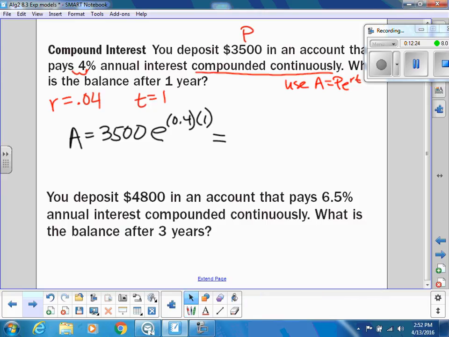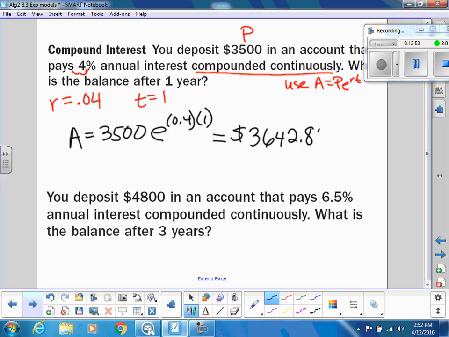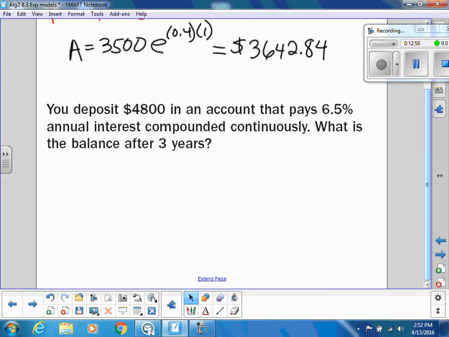So your E button on your calculator, well, it might be in different places, but you want to look for either E or sometimes it has LN on it, and sometimes you have to do the second button. So whatever you need to do on your calculator to get the E button to come up, but there should be a specific button for the number E. So when I typed mine in, I got 3,642.84.